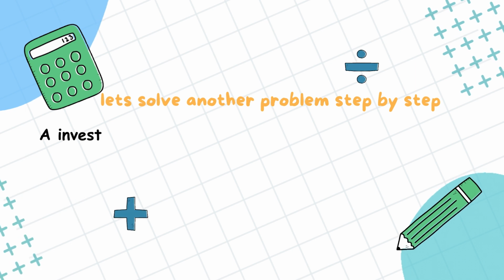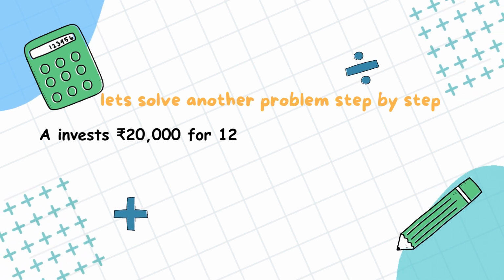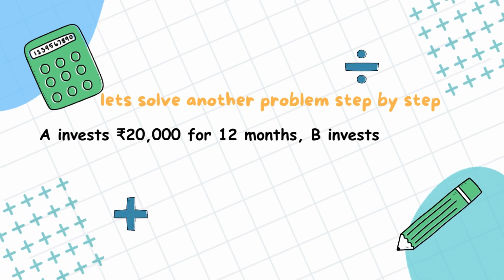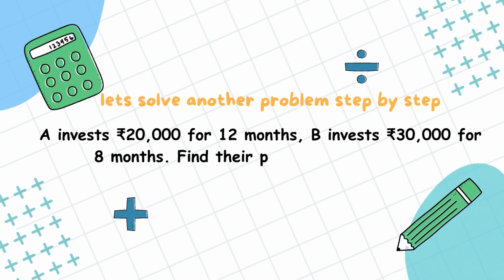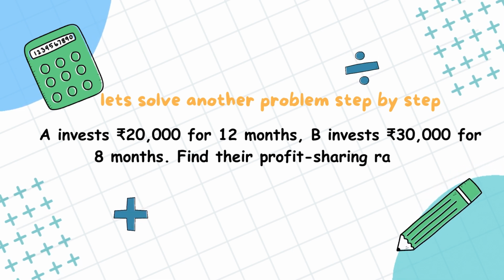Let's solve another problem step by step. A invests 20,000 Indian rupees for 12 months, B invests 30,000 Indian rupees for 8 months. Find their profit-sharing ratio?